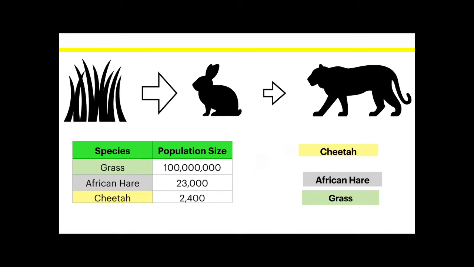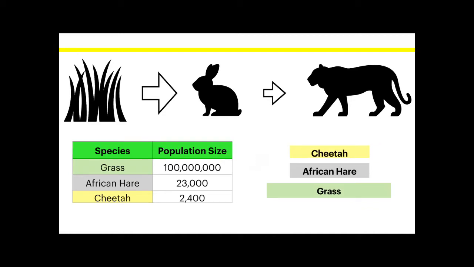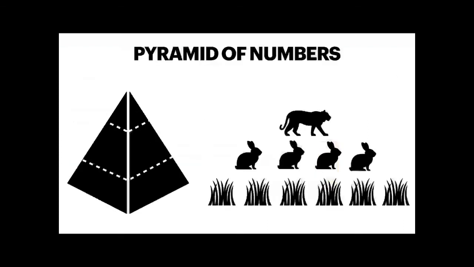Now we need to represent this as each bar is going to represent the size of the population. So the grass is by far the largest, so it will be the widest. We then look at the African hare, that's going to decrease to 23,000, so we need to make that narrower. And then there's only a smaller population of cheetahs feeding off these hares, so the cheetahs will be the smallest one. So you can see that each bar represents proportionally the size of the population of that species. And when you put the bars on top of each other, it begins to look like that pyramid.